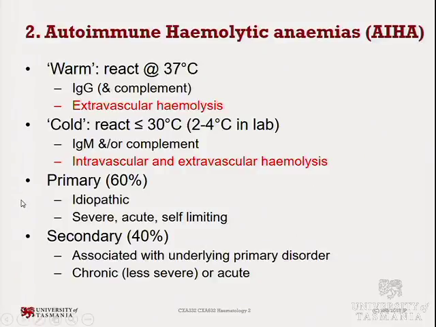We can have primary or secondary causes of warm and cold autoimmune hemolytic anemias. You can see there that primary causes are slightly more common, and they are idiopathic. So that means we don't know what causes them, they just happen. And then we've got secondary causes that are associated with some underlying primary disorder.